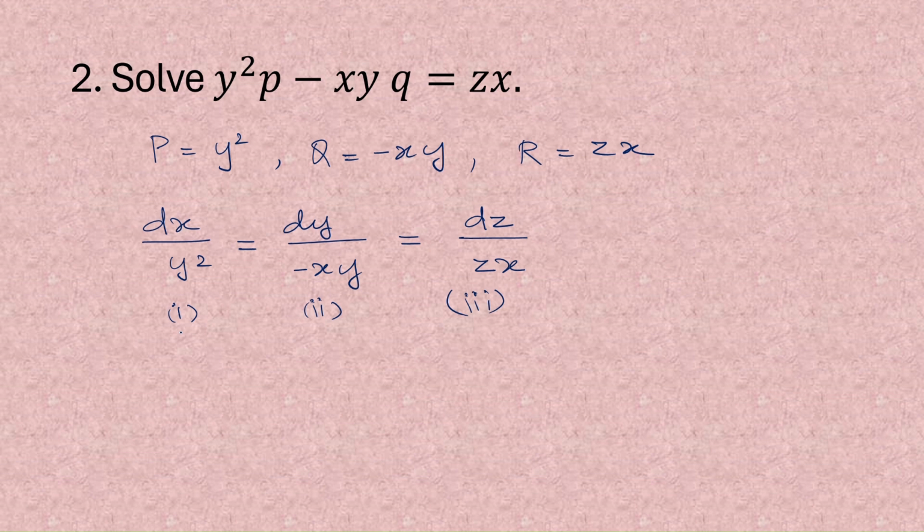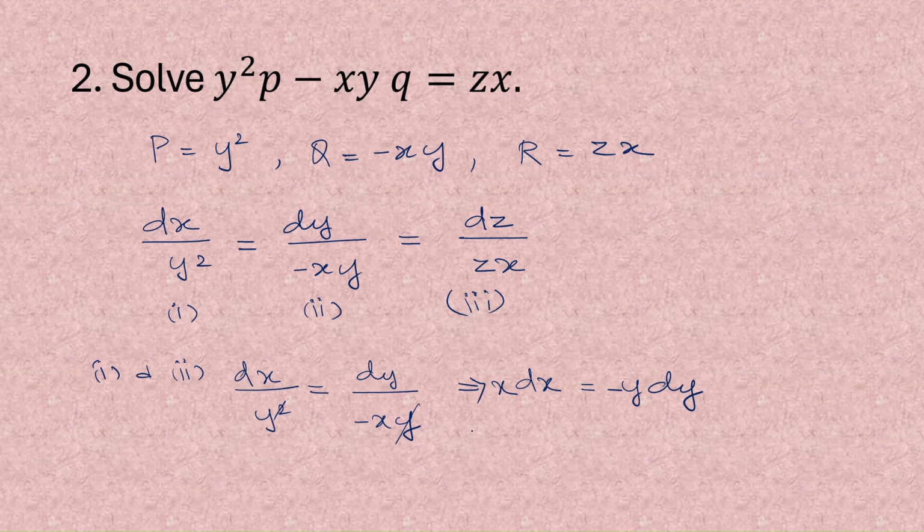So now comparing the ratios, here we can compare 1 and 2 as usual. While comparing ratio 1 and 2, dx by y square is equal to dy divided by minus xy. Here we can cancel one y term, so by cross multiplying, x dx is equal to minus y dy. On integration, this gives x square by 2 is equal to minus y square by 2 plus some c, which implies x square plus y square is equal to some a, because 2 into c is another constant. Mark it as equation 1.